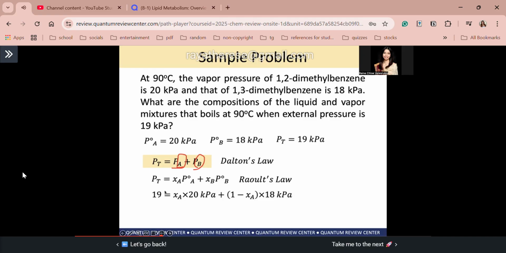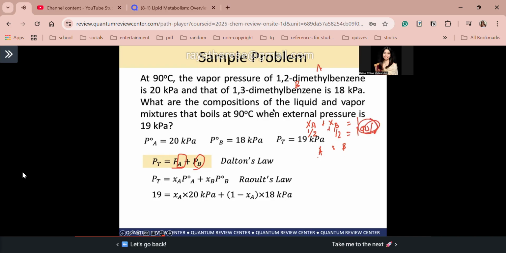So solving, 19 kPa is equal to XA times 20 kPa, ito, P naught A, plus 1 minus XA. So guys, tandaan nyo lang, diba? You have two components in your mixture, si A and B. So, the mole fraction of A in the liquid phase plus the mole fraction of B in the liquid phase is just equal to 1, right? Kasi mole fraction yung tawag, diba? So, for example lang meron kang 1/2 of component A in your liquid phase plus 1/2 of component B in your liquid phase. And that is equal to what? 100% of the mixture. Okay?